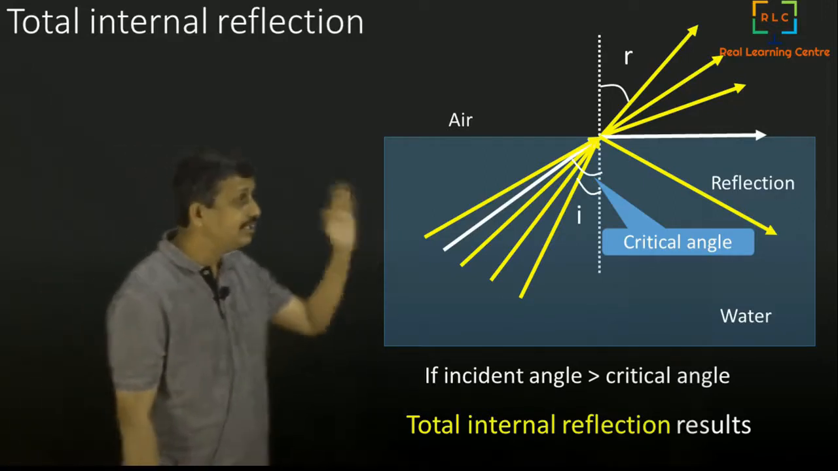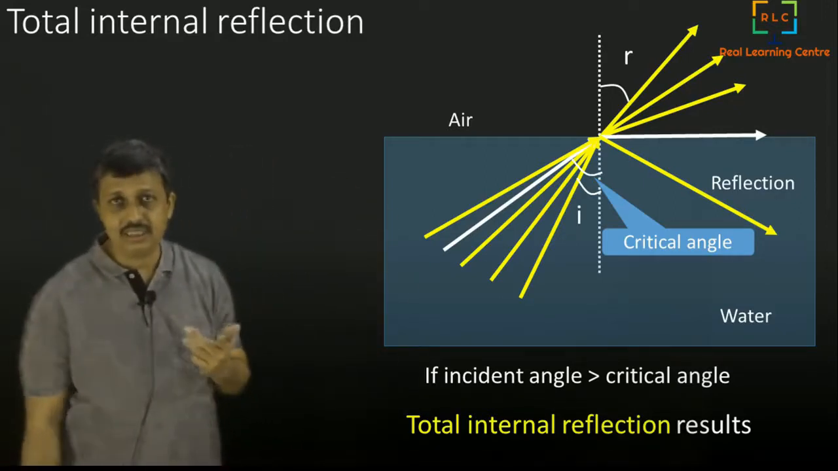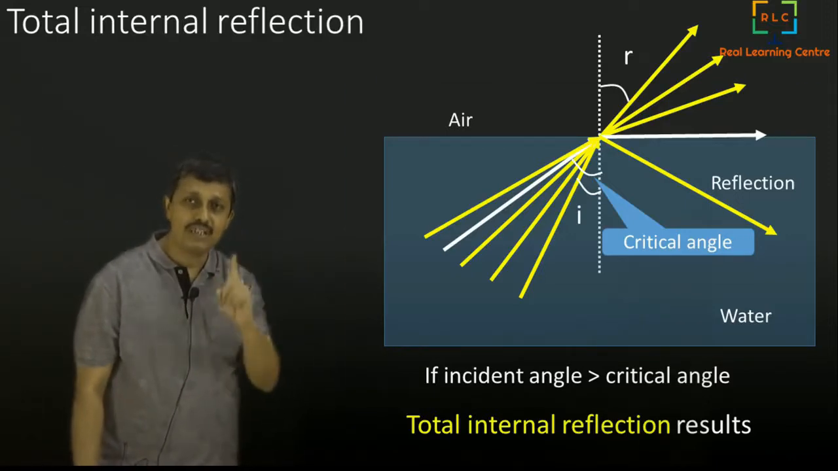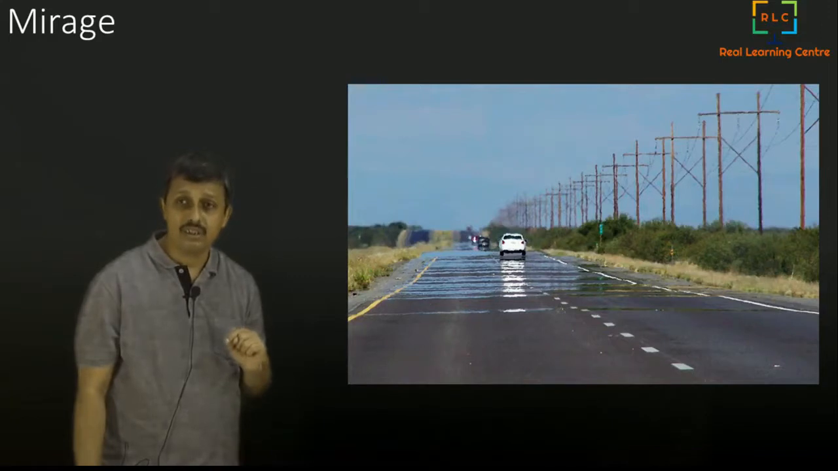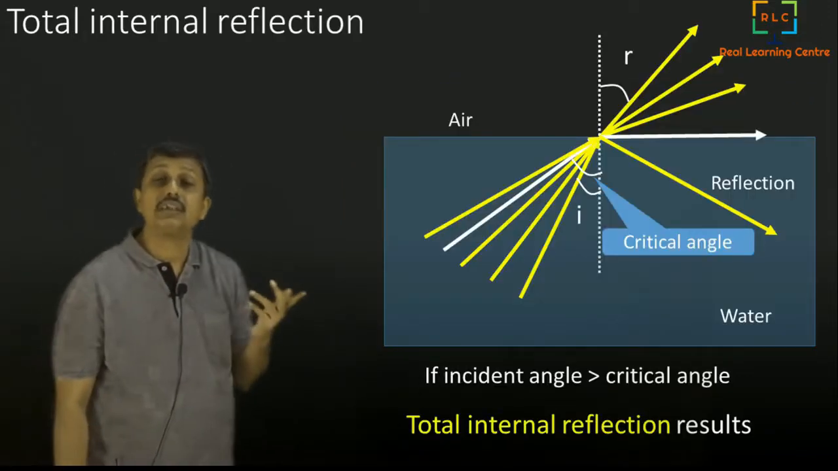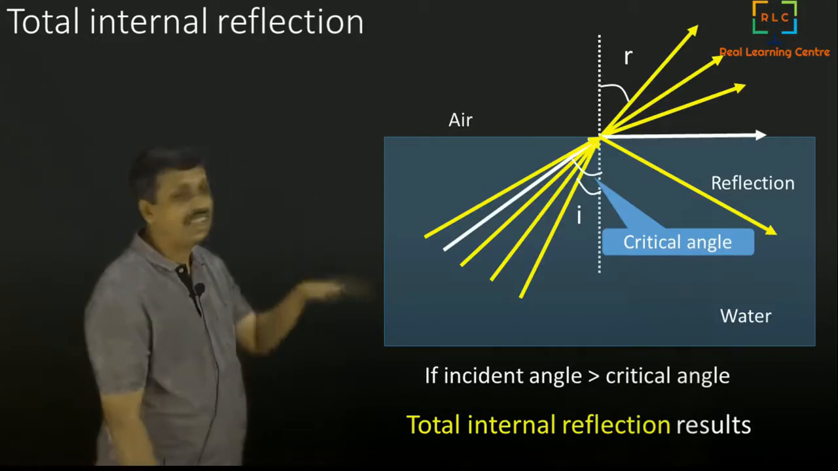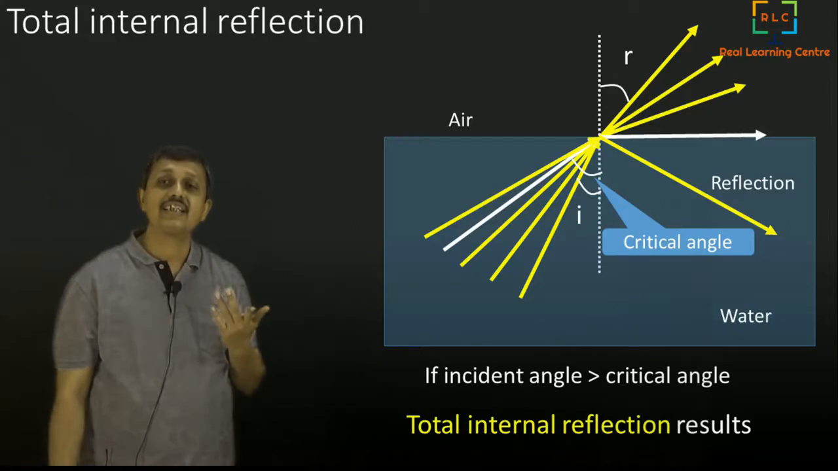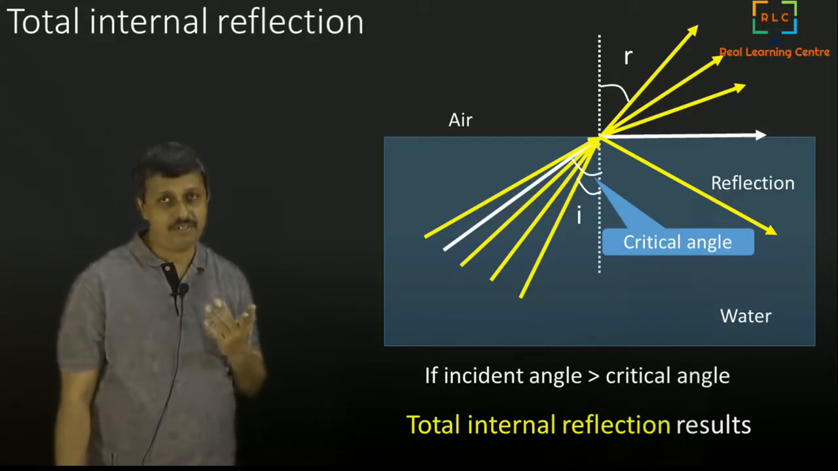So when you go from denser to rarer, it actually gets into a critical angle. Now, first rule is it should be from denser to rarer. Second rule is that it has to be more than the critical angle. So the incident angle should be more than the critical angle. So then only it happens.